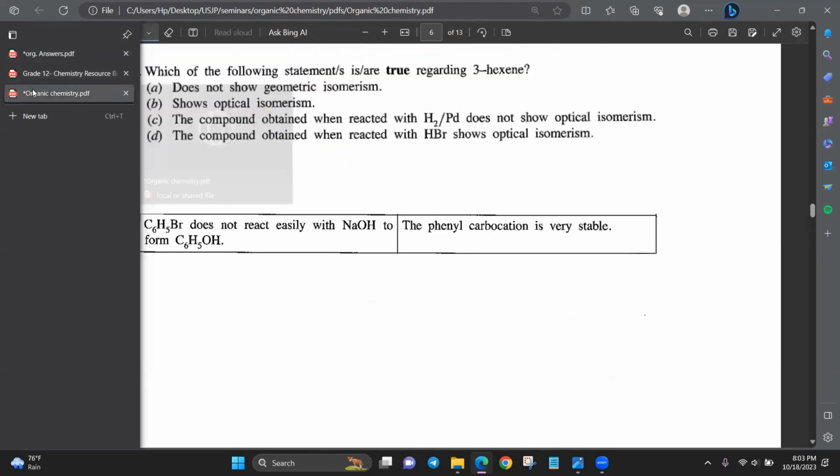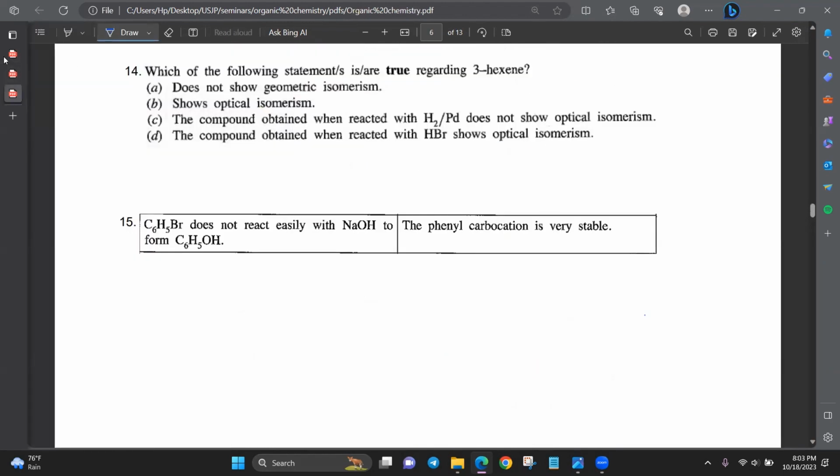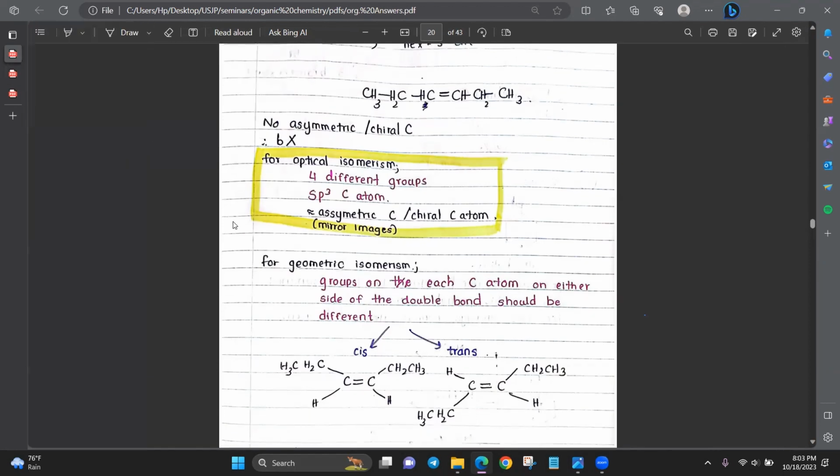Now we'll go to the questions. Does not show geometric isomerism. Geometric isomerism means what?